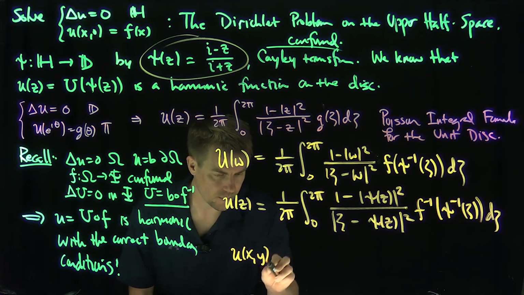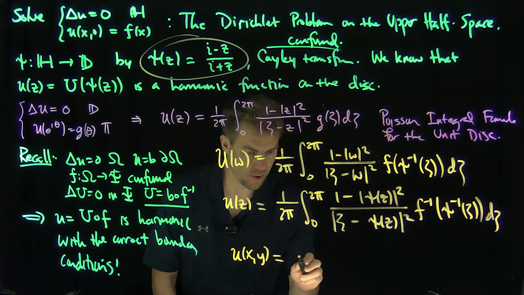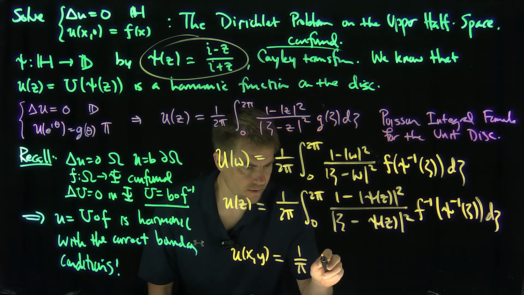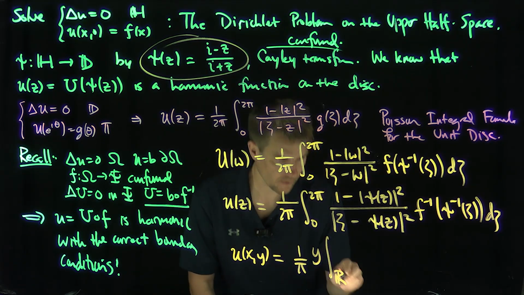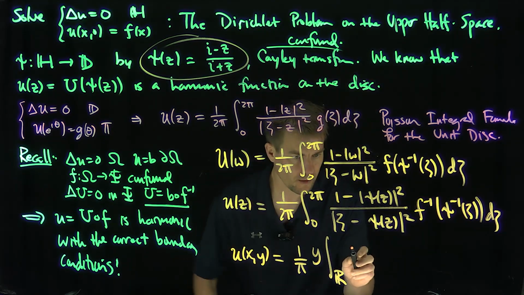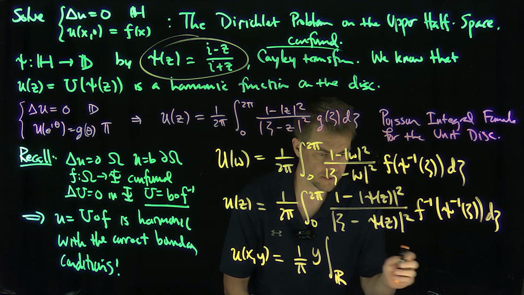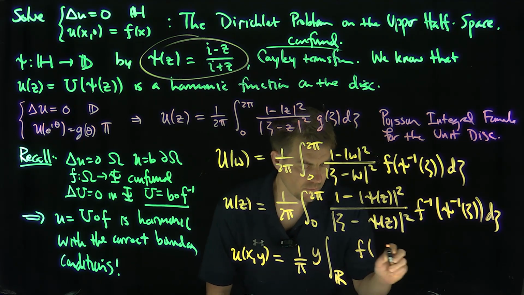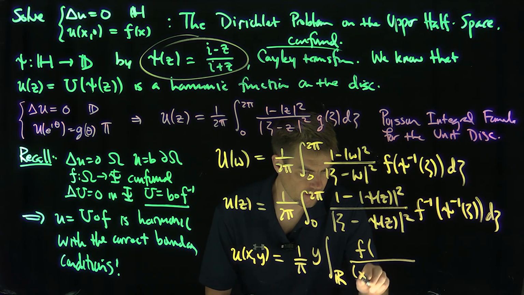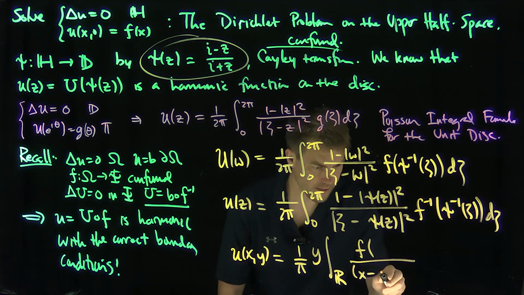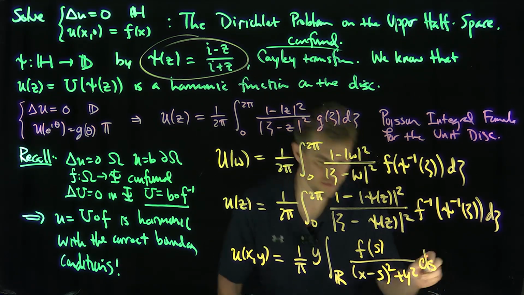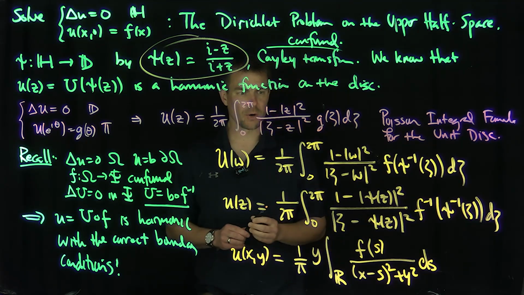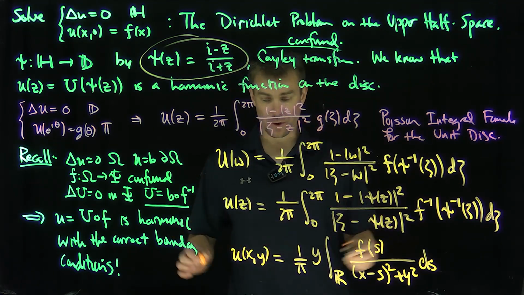We're going to have u of x and y is going to be what? It's going to be 1 over pi times y, integral over R, when you change the variables, of 1 over x minus s squared plus y squared, f of s ds over here. Beautiful. And so that's all I'm doing, I'm just plugging into the formula. It's a good exercise to do, right?